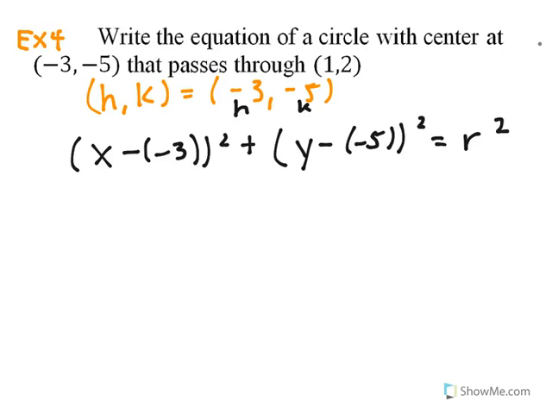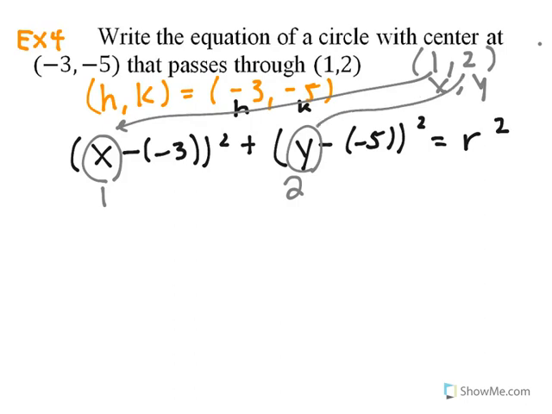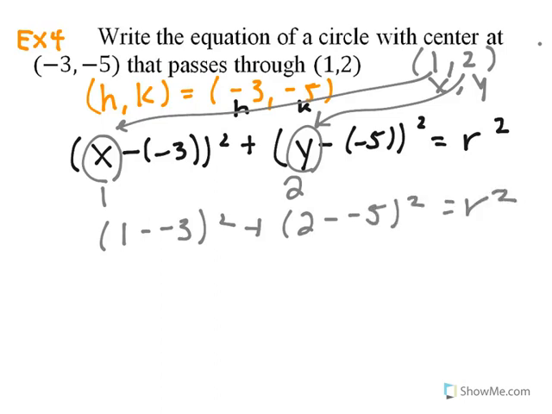But if they don't give us R, they have to give us something else. And what they give us is a point, 1, 2. Remember, every point is technically an X, Y. So what can I do? Well, I can just plug in 1 for X and the 2 for Y, right? And that'll allow me to solve for R. So let's do this. So we'll get 1 minus -3 squared plus 2 minus -5 squared equals R squared. I'm just plugging in for X, Y, H, and K and solving for R.